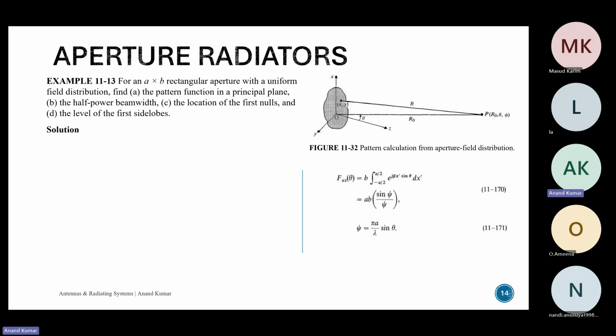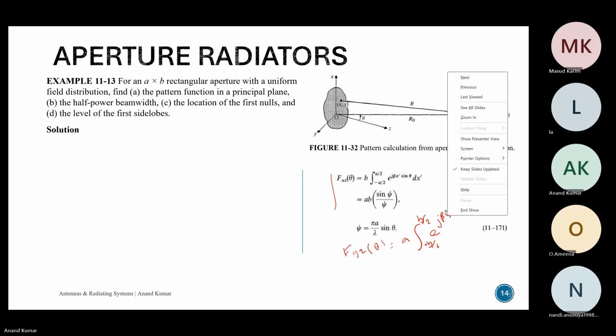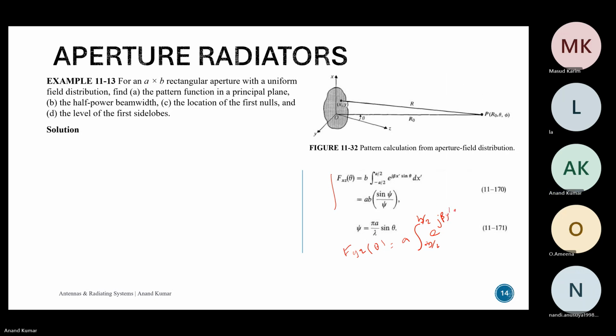So we simplified the problem to get the field expression for fxz and for fyz as well. Fyz is equal to a times the integral from minus b by 2 to b by 2 of e power j beta y dash sine theta dy dash, which is equal to ab sine psi dash by psi dash, where psi dash is equal to pi b by lambda sine theta. So we have derived the pattern function for the principal planes.